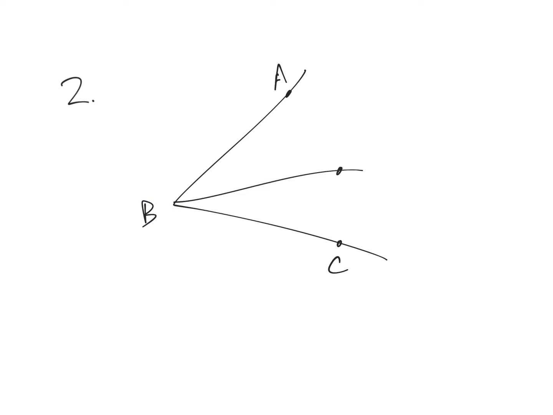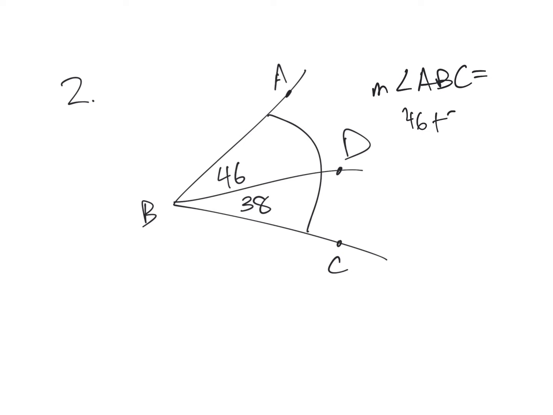Number 2. Let's just draw this here and do, again, A, B, C, D, and this is 46, and this is 38. What is the measure of angle ABC? Answer. ABC is all of these together, so 46 plus 38, 84.